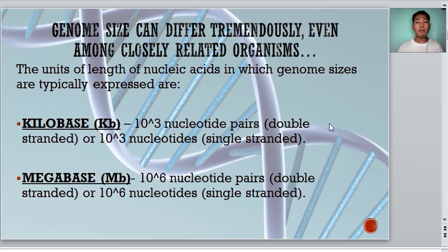The units of length of nucleic acids in which genome sizes are typically expressed are the kilobase, which is 10 raised to 3 nucleotide pairs for double-stranded, or 10 raised to 3 nucleotides for a single strand. In the megabase, or MB, it is 10 raised to 6 nucleotide pairs, or 10 raised to 6 nucleotides for a single strand.